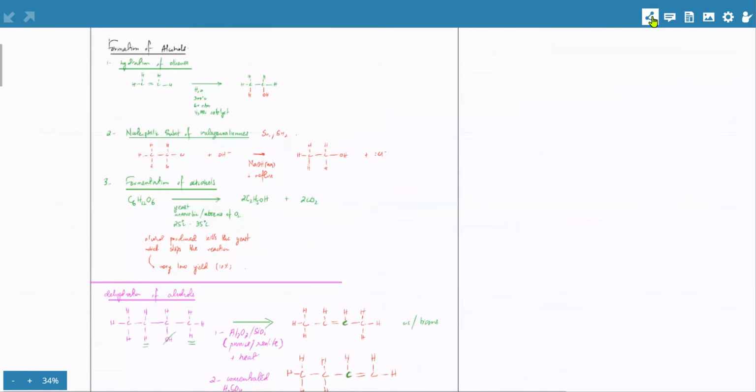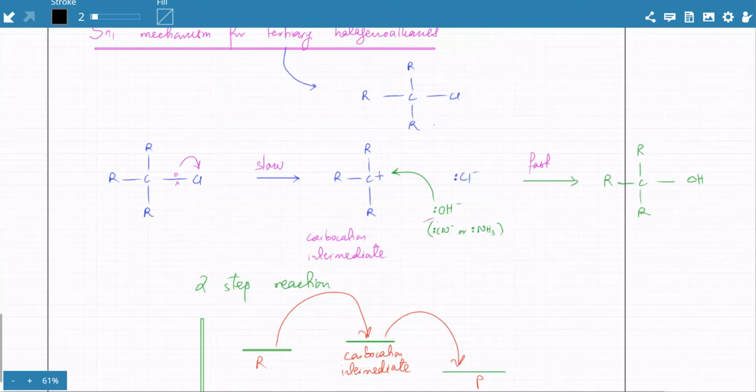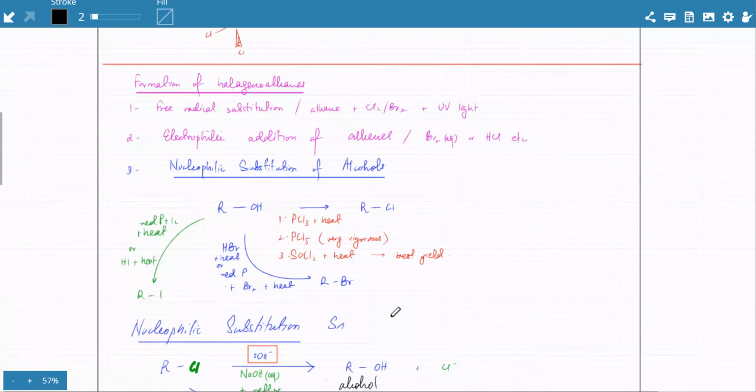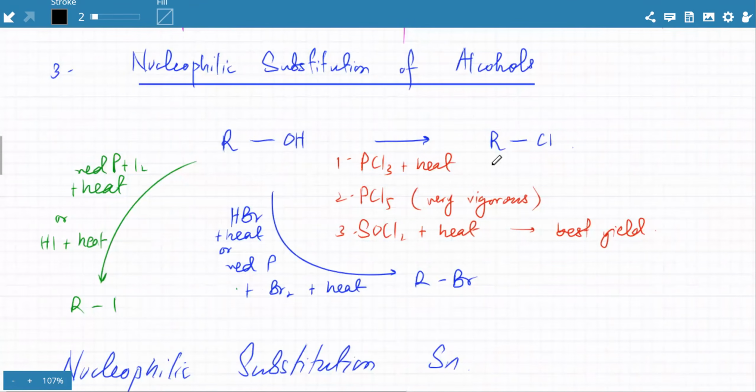Anyway, I think we did that in halogenoalkanes, in this one. So PCl5, a very vigorous reaction happens. The OH gets replaced by Cl. So that is what's happening. Alcohols react with PCl5.